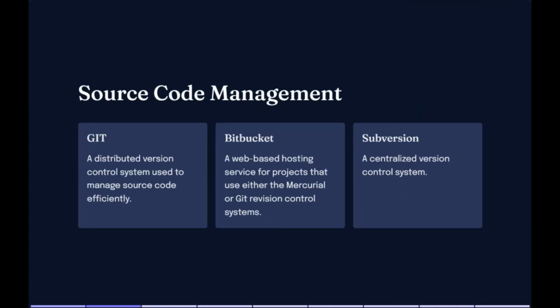First we have source code management. Source code management tools help you track changes to your code over time. This makes it easy to revert to a previous version of your code if required. Some popular source code management tools we have are Git, Bitbucket, and Subversion.